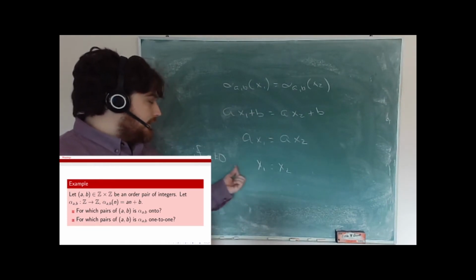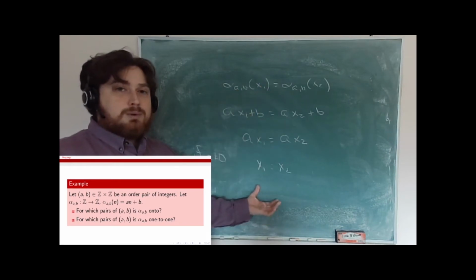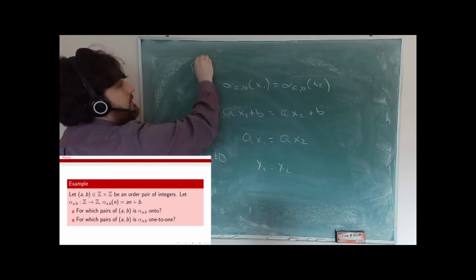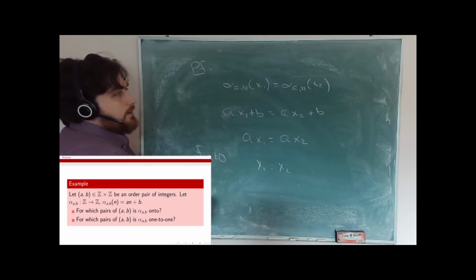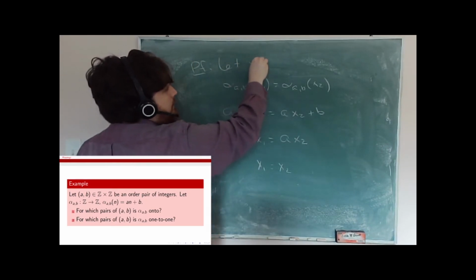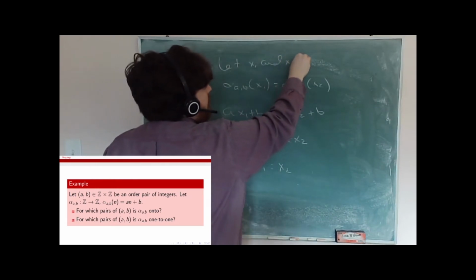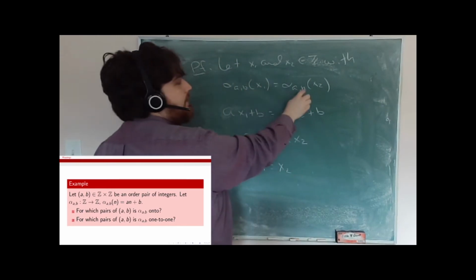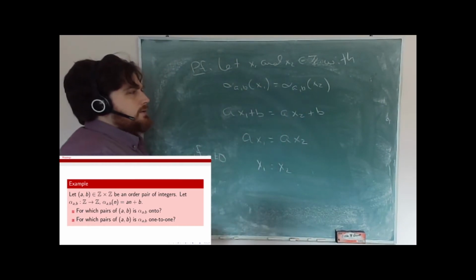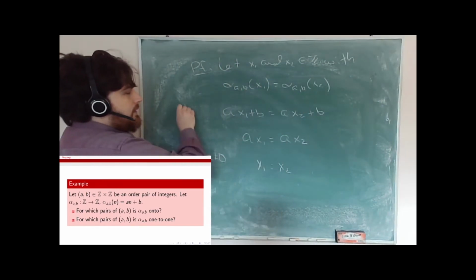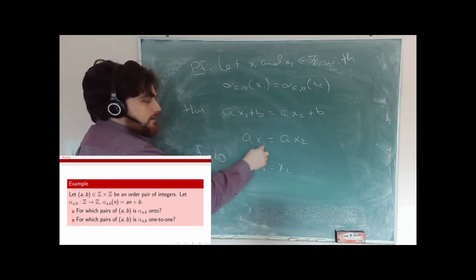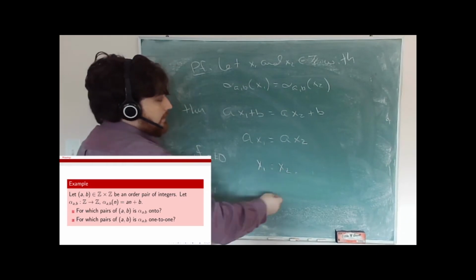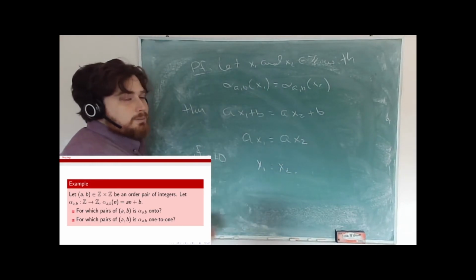Hence, if a is not equal to 0, I've actually proven that this is 1-to-1. I don't even really have to rewrite anything: I'll just let x1 and x2 be in the set of integers with alpha of x1 equal to alpha of x2. Then I get that this is true, and if a is not 0, then this is true. So if a is not 0, it's a 1-to-1 mapping.